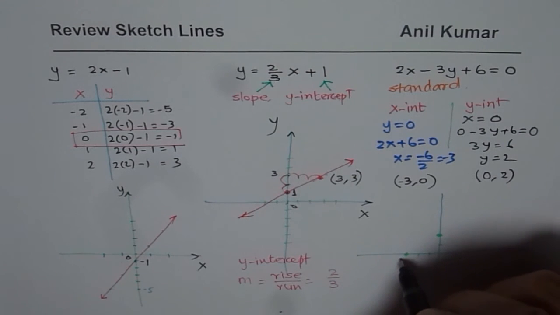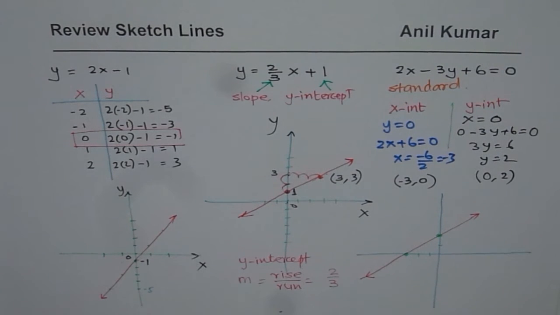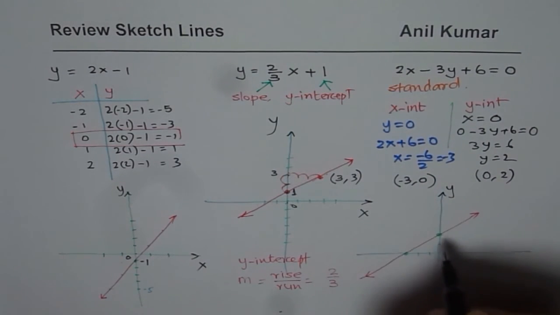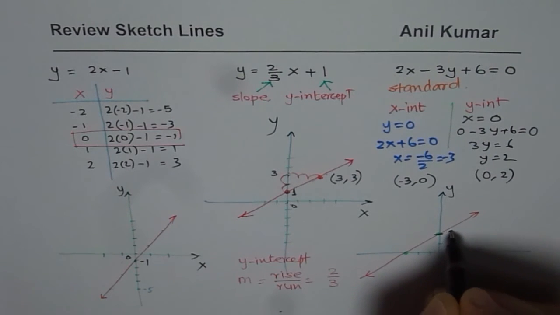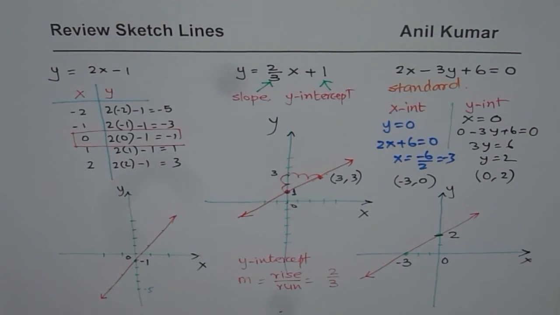Join these 2 with a straight line. So this is the straight line, okay, and this straight line represents the given line, which is 3x minus 2y plus 6 equals 0, right? So you get this as the y-intercept at 2, x-intercept at minus 3, and that is the line. Perfect. So normally, whenever you have lines to sketch, you will have equations in the form as given here, and you can always sketch the lines.